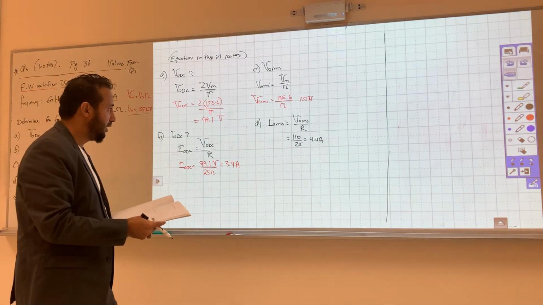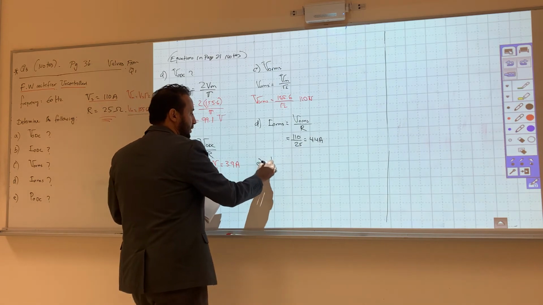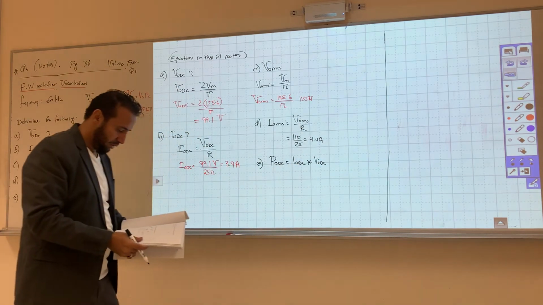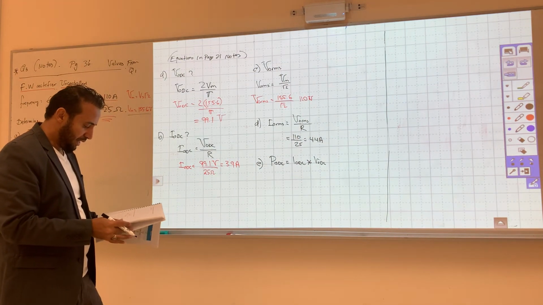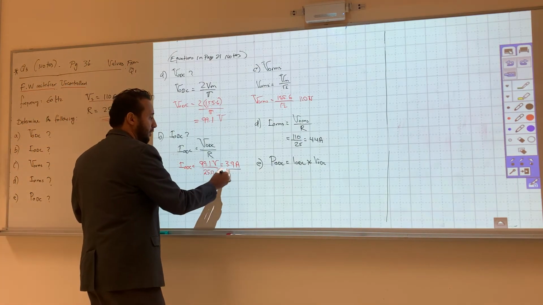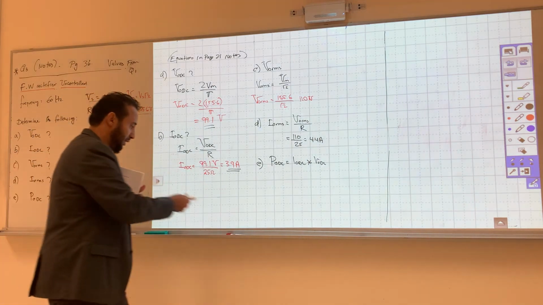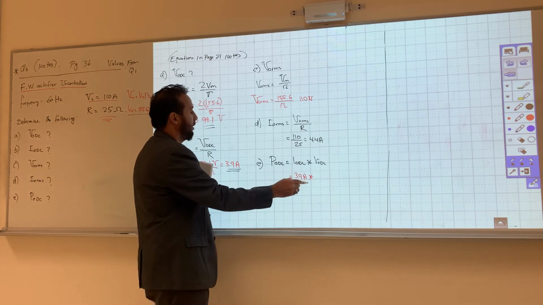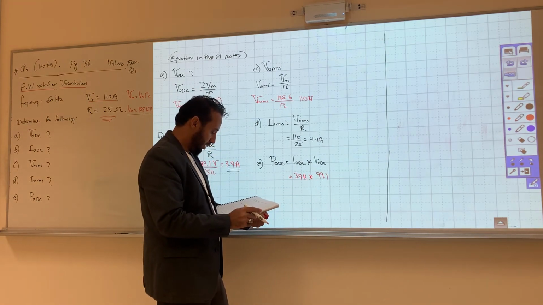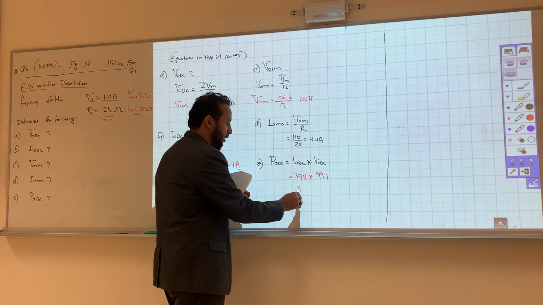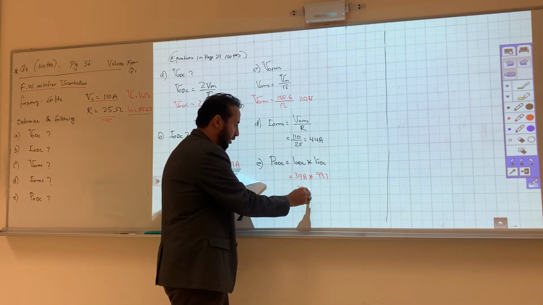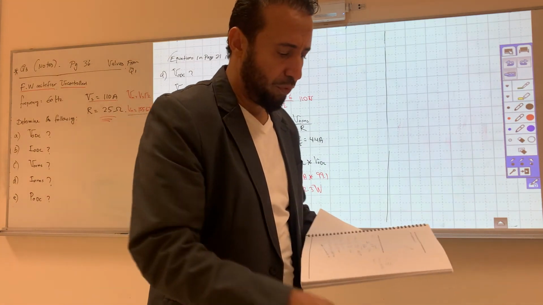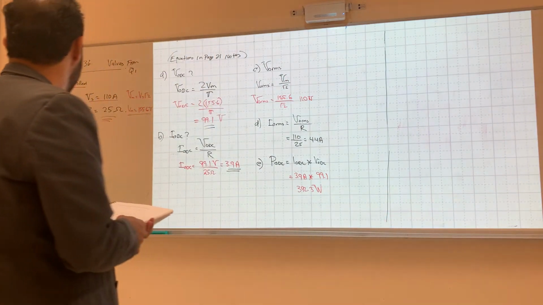The last one is P out DC, which is E. P out DC equals I out DC times V out DC. Ohm's law. Okay. And I have the I out DC, which is this. And I have the V out DC, which is this. So just multiply this out. Okay. So here equals 3.9 ampere times 99.1, and that's 392.3 watts. That's for full wave. Okay, it's in your notes, page 36.